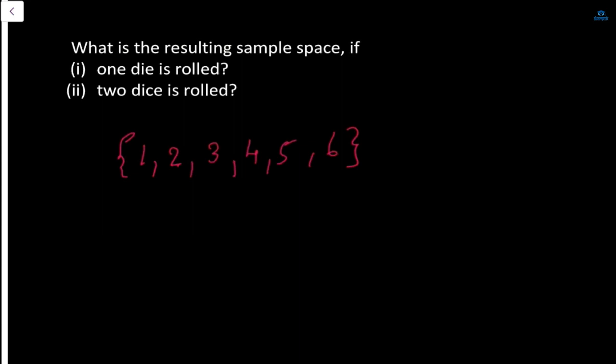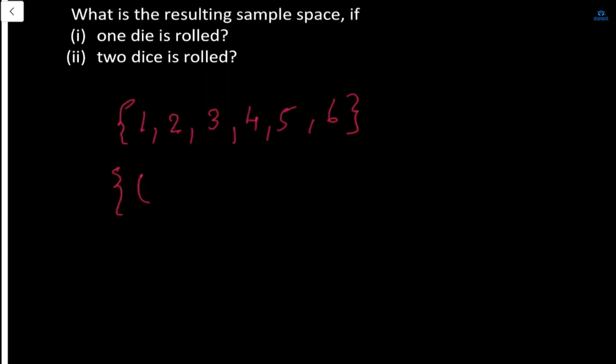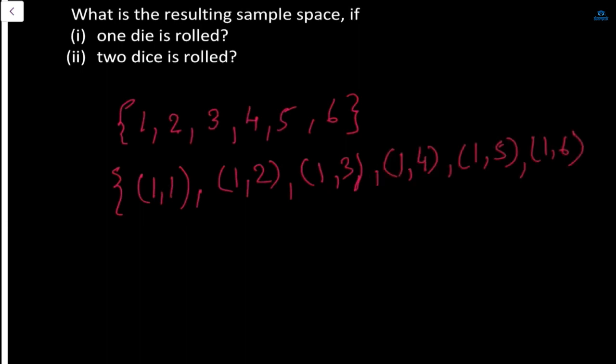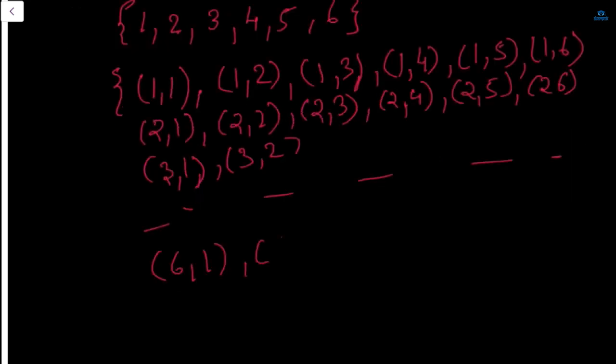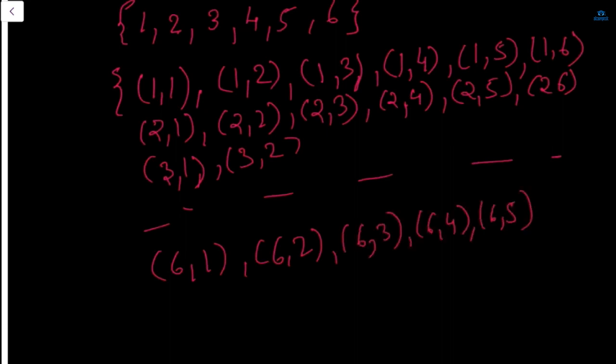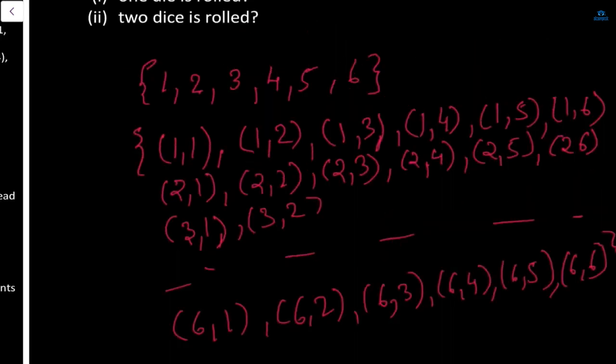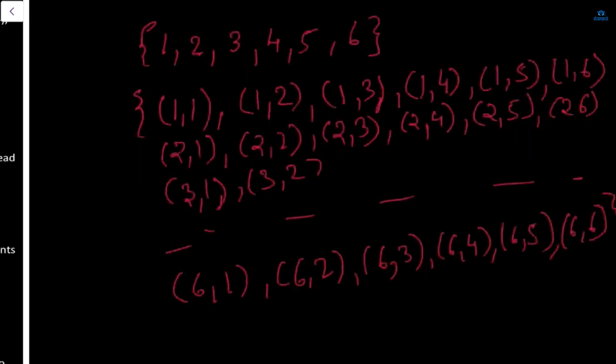Now when 2 dice are rolled, it can be 1, 1, 1, 2, 1, 3, 1, 4. On both the dice you can get 1. 36 outcomes will be there. Then after that, 2, 1, 2, 2, 2, 3, 2, 4, 2, 5, 2, 6. Same for 3. Similarly, this is how it will go until 6, 1, 6, 2, up to 6, 6. So there are 36 elements in the sample space. This is the complete sample space.